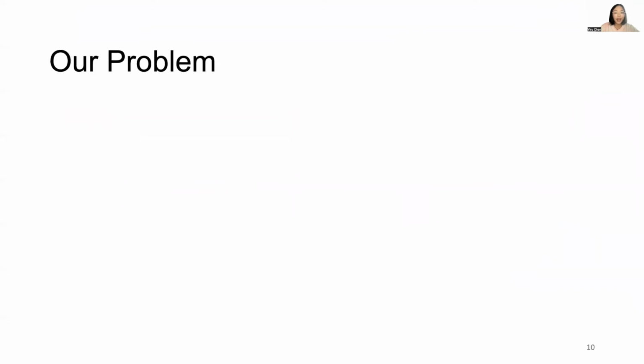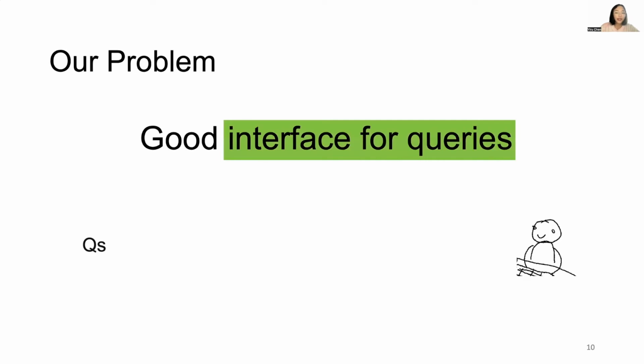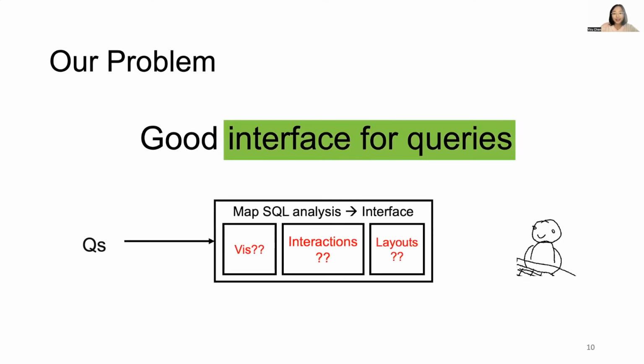So technically, our problem is, given an analysis log, how can we generate a good interface for users? There are two main challenges. The first is how to map analysis queries to an interface. This requires us to decide on visualizations, interactions, and layout choices. And the second is how to quantify the interface goodness. This is pretty complicated. I will just provide intuition with an example of a couple of queries. Details will be in the paper.